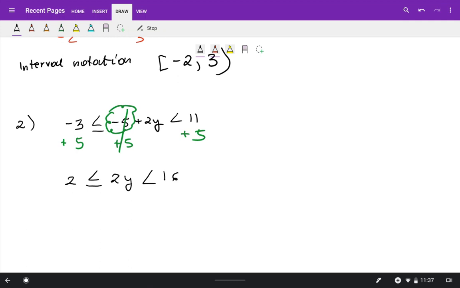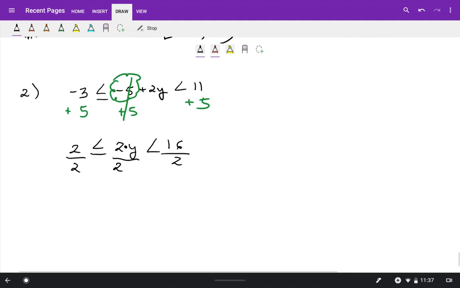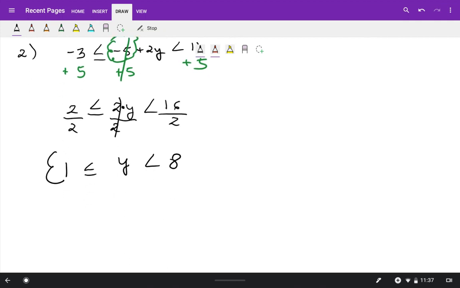16. And to be able to isolate y, you see that we have multiplication, 2 times y, so we now need to divide both sides of the inequality, the middle by 2, the right side by 2, and the left side by 2. So we have 1 less than or equal to y, less than 8. So this is your solution.